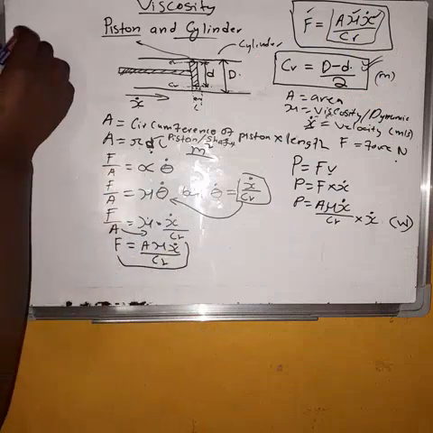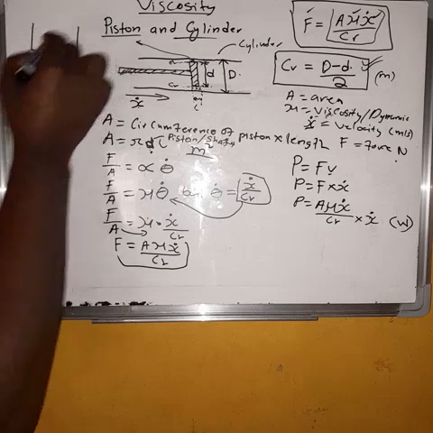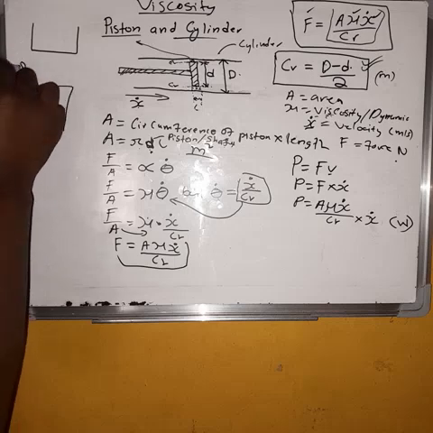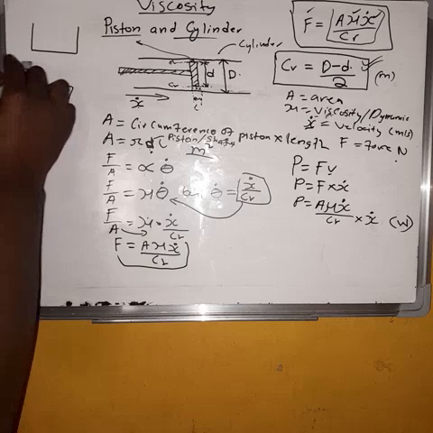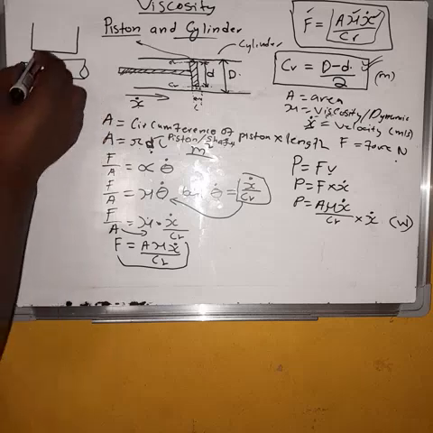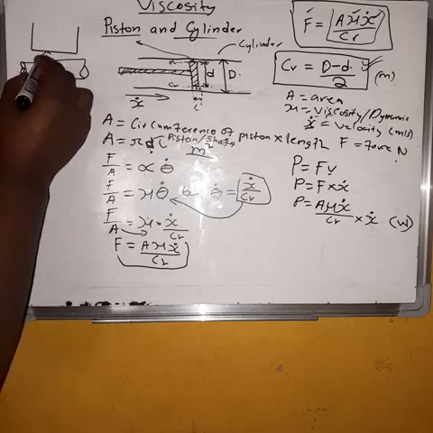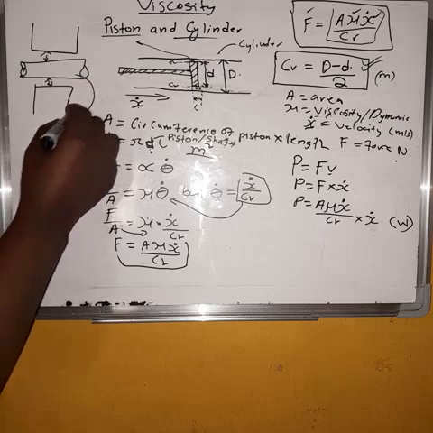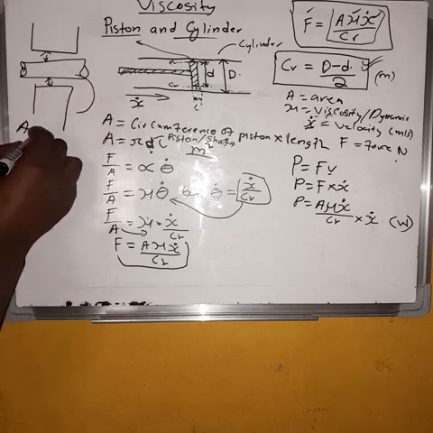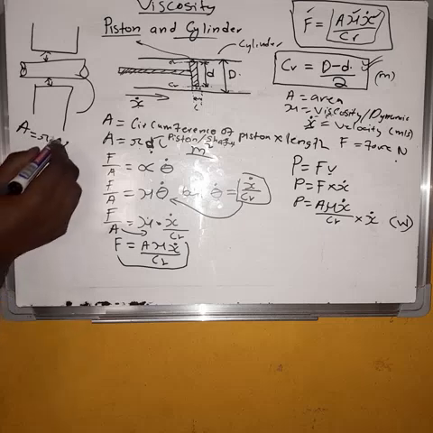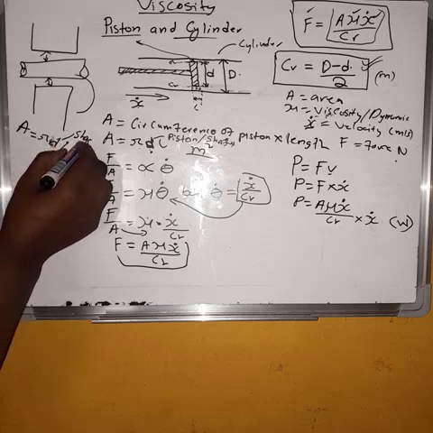Say, for example, you are given a shaft. We have a shaft, and here is the clearance. This space is the clearance. When you calculate the area here, your area is pi d, small d of the shaft, multiplied by L. This will be d of the shaft.